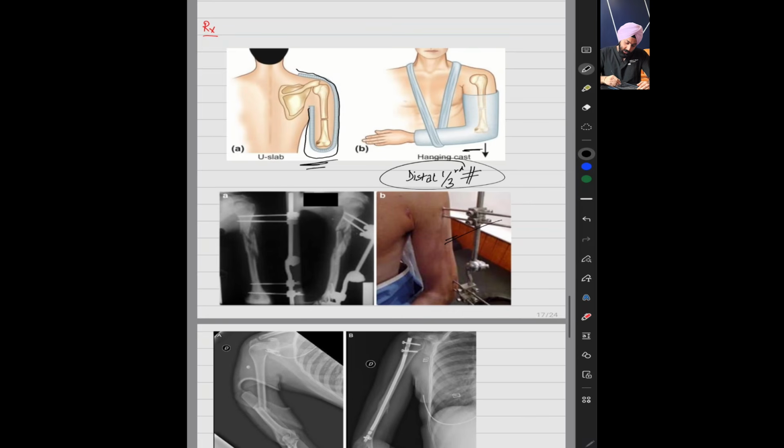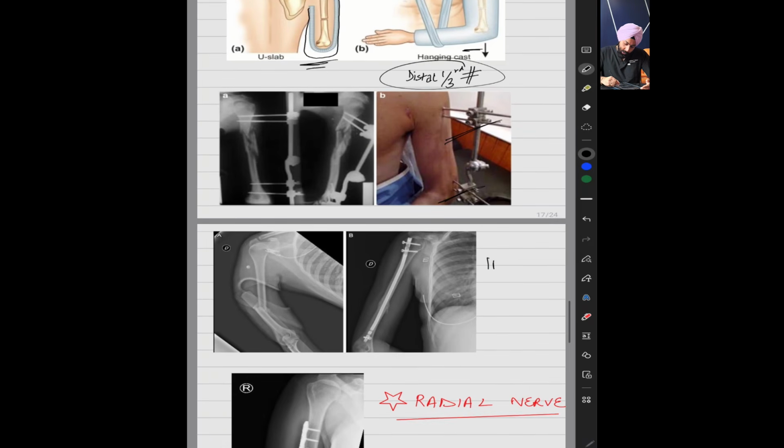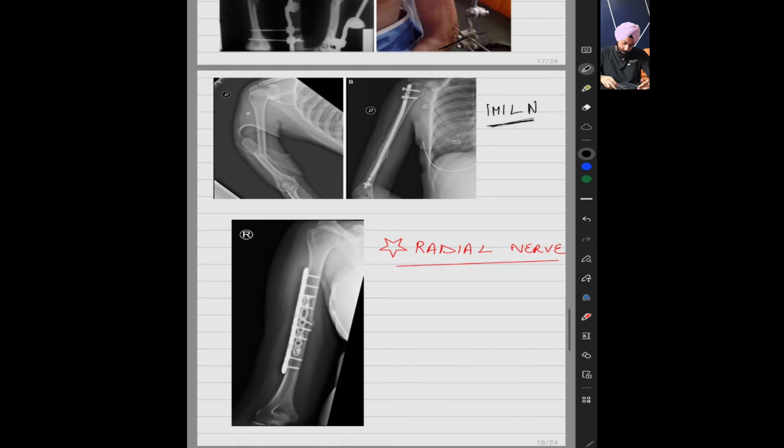Again, this is an external fixator that is being used. We often use it for open injuries where we have to wait for the tissues to heal so we can ultimately proceed with the definitive management, plating, nailing, whatever. And finally, this is the intramedullary interlocking nail, IMILN, for humerus. Again, this is an example of plating for shaft of humerus fractures.